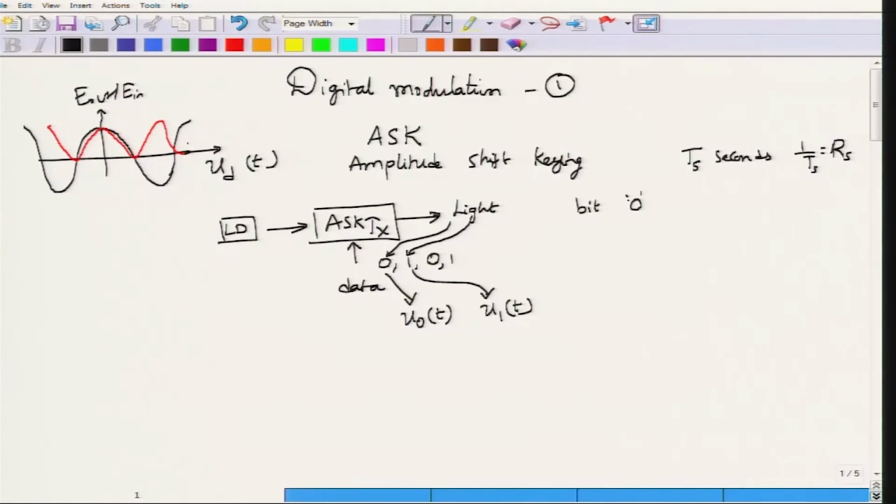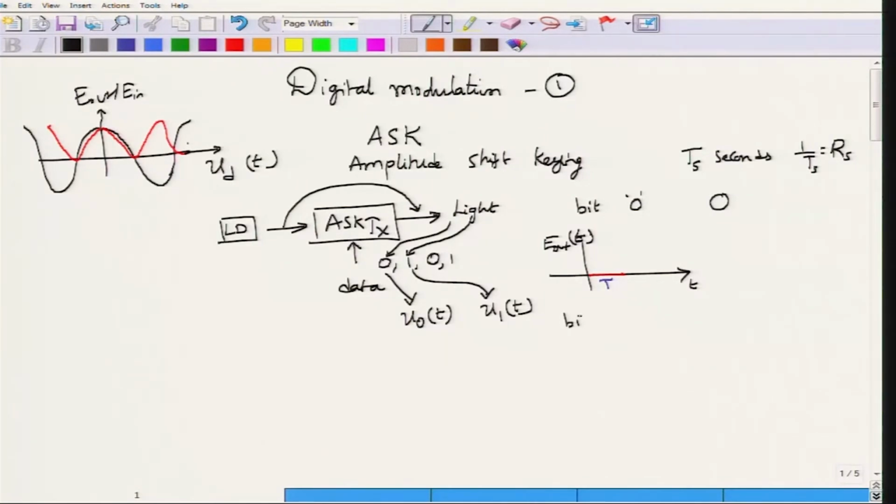If I get a 0, then the laser light should be changed by this ASK transmitter block in such a way that it produces a signal which has a peak power of 0 light wave. Thus, if I were to graph as a function of time, a bit 0 is characterized by the laser light being blocked off for a duration of T seconds. For this duration the light wave is simply blocked off, and E out must be equal to 0 during this particular time.